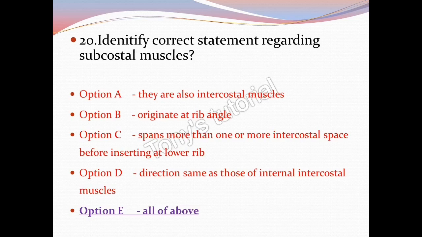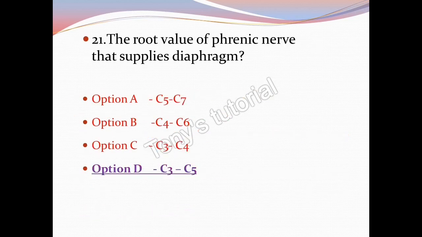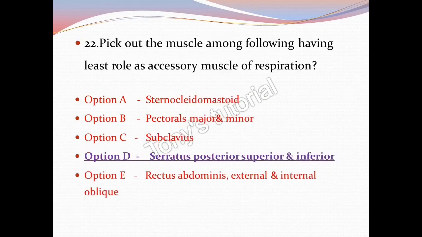They are intercostal muscles, subcostal. The only difference is that the intercostal muscles attach to the lower ribs, but this one may span one or two ribs and attach to the next rib. Maybe they attach to the third rib, start from the third one and insert into the sixth one. That's the difference. The 21st one, the root value of the phrenic nerve, which supplies the diaphragm, is the correct answer. You know that answer.